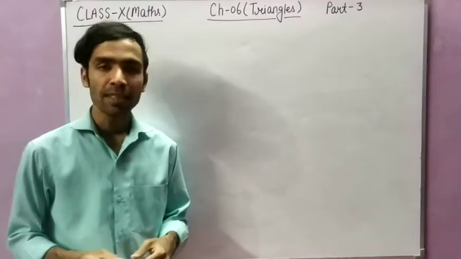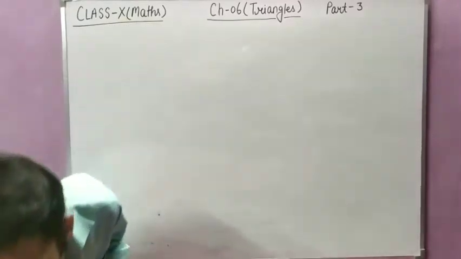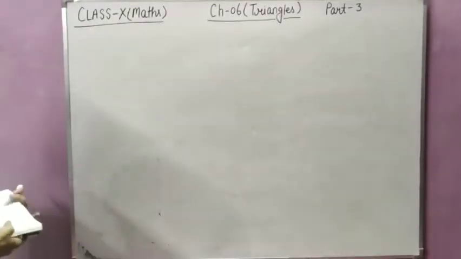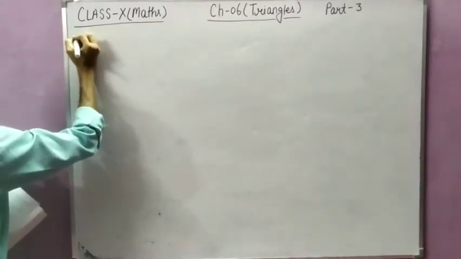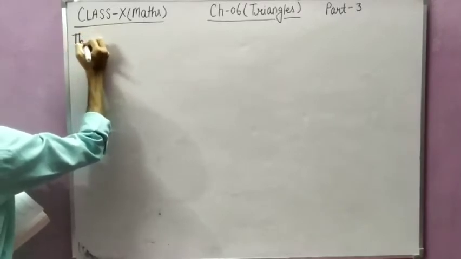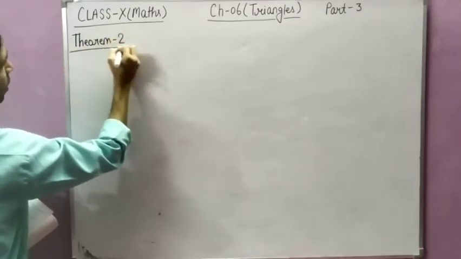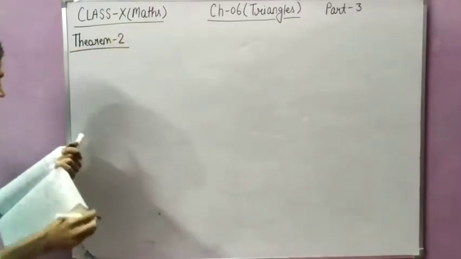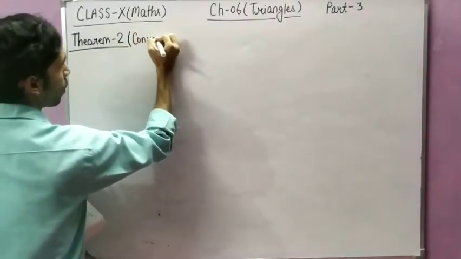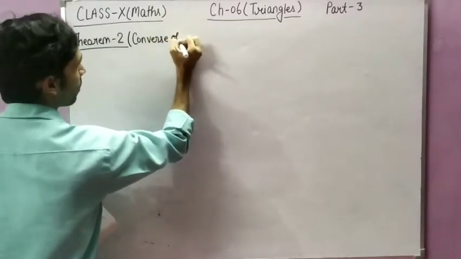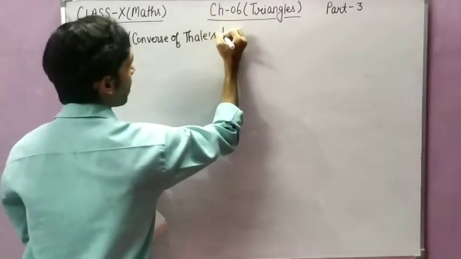So today, students, we are going to start with the converse of Thales theorem. This is theorem number 2 of this chapter. Thales theorem was theorem number 1, and this theorem is the converse of Thales theorem.